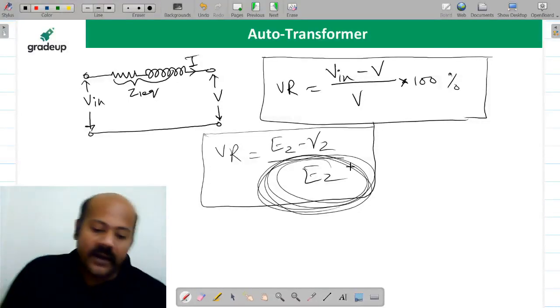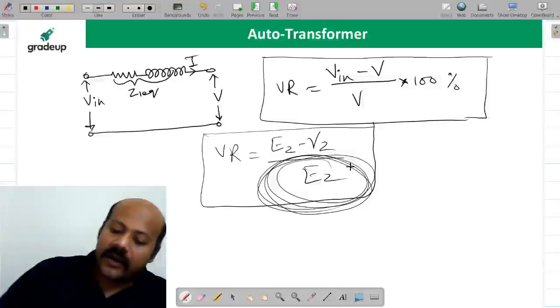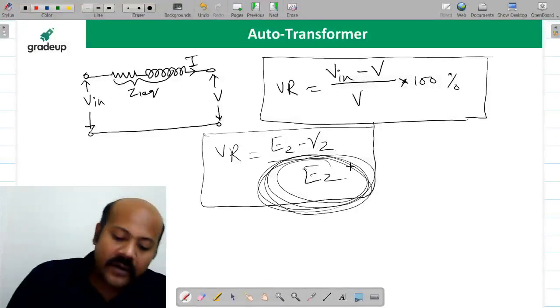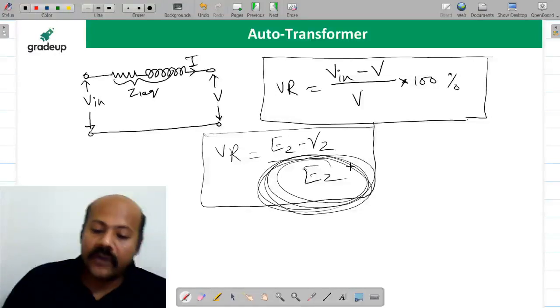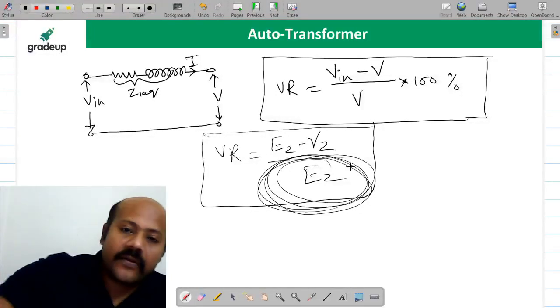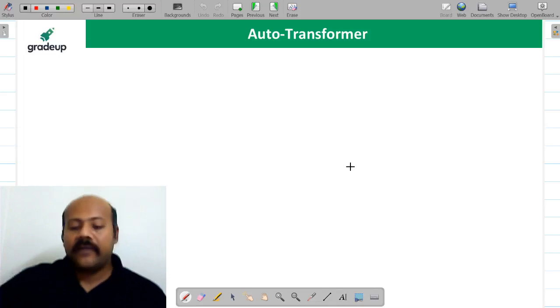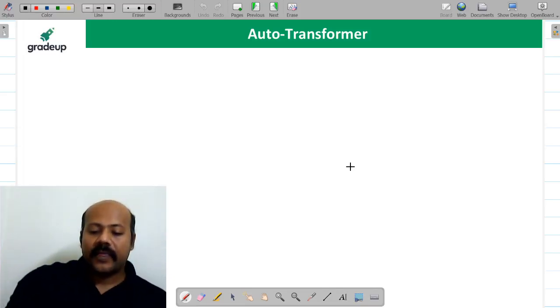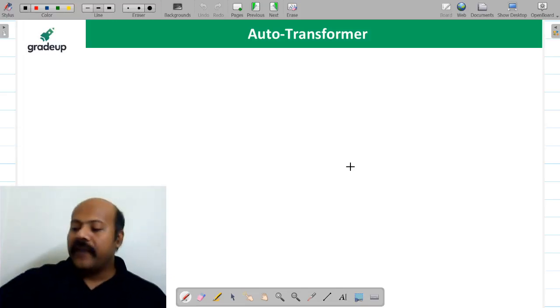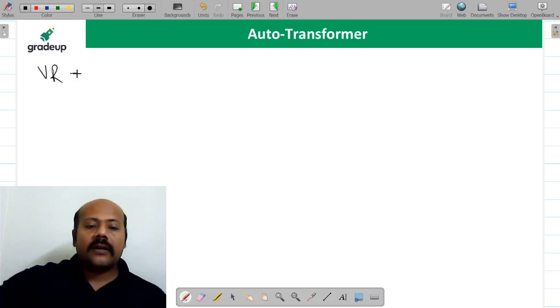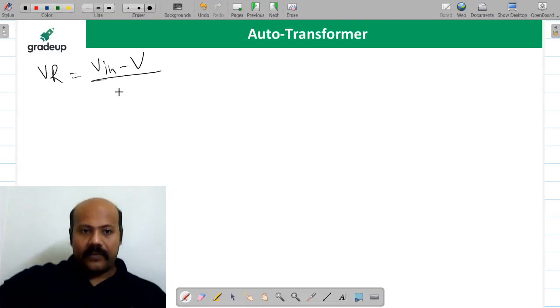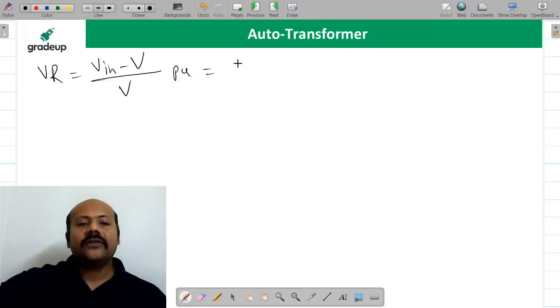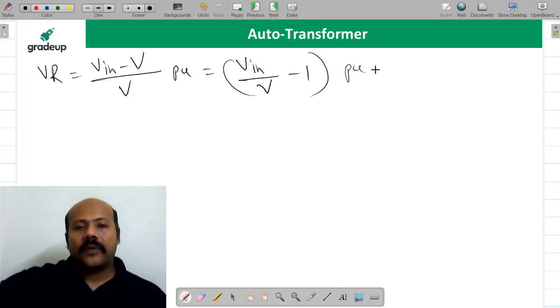Yes, Ranjit, it is your way, but you don't tell this thing in the interview. If you tell this type of thing in the interview, then it is going to be a very difficult interview. Let me tell you, it is going to be a very difficult interview if you tell like this. Okay. So we are defining the voltage regulation as V in minus V upon V if you are writing in per unit, and this is going to be V in upon V minus 1 per unit.